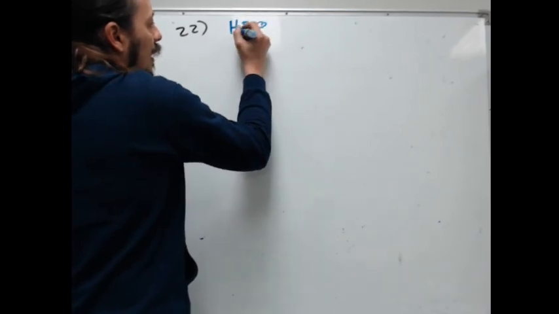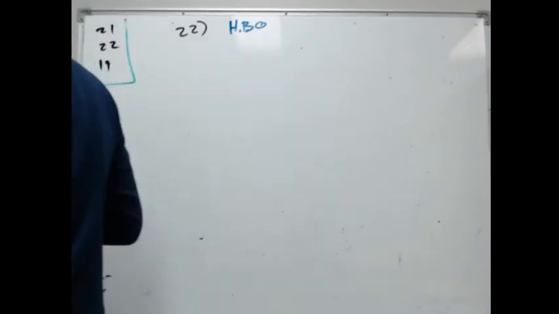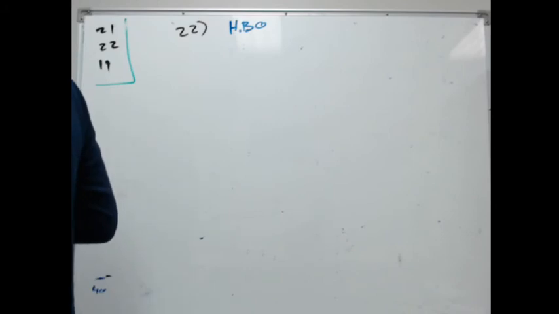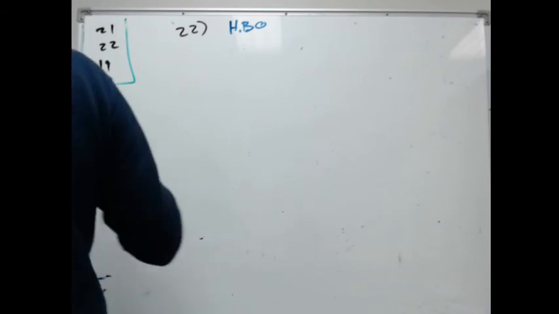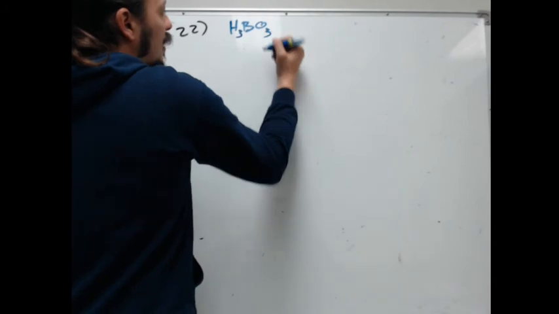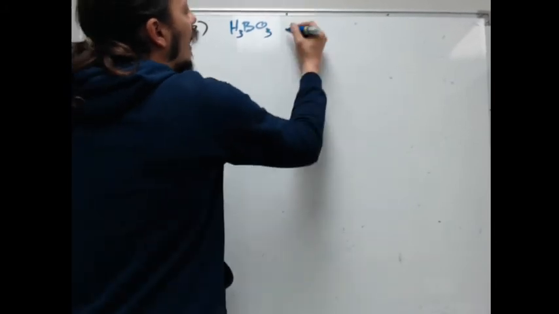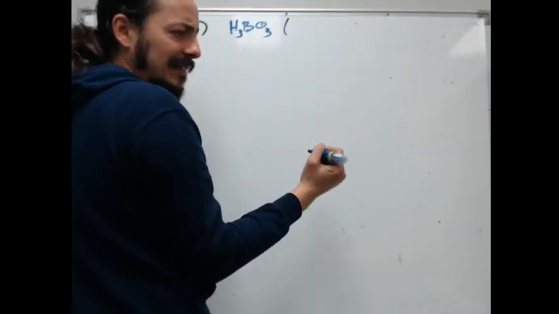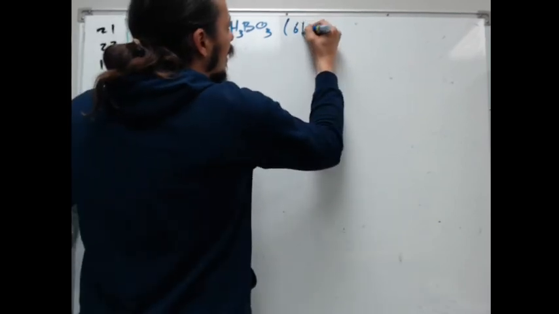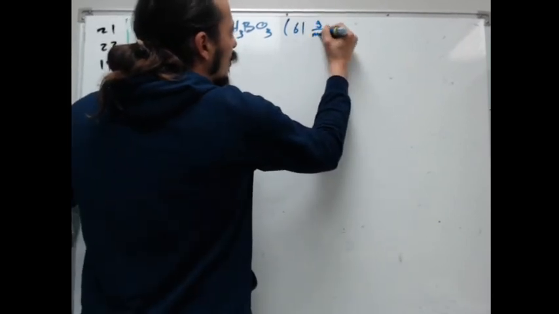H3BO3. Why did I put H3BO3? Oh, that's what it is. H3BO3. Huh. What did we say? I just erased it. 61 grams per mole.